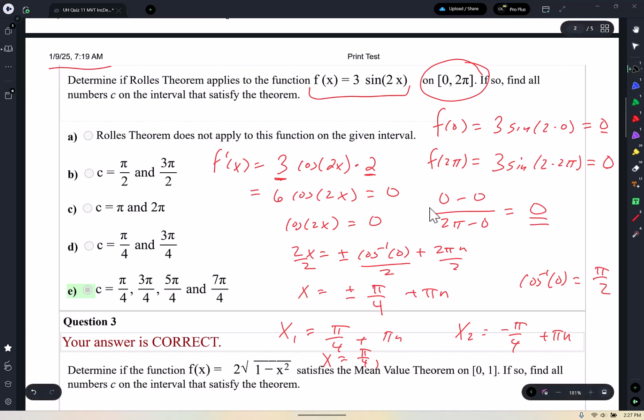The other answer, negative pi over 4 plus pi over 4. Okay, let me help you with this common denominator. Just put a 4 over 4 like this, see? Common denominator, 4 over 4 like that. What's negative 1 plus 4? 3, so 3 pi over 4. And then that's it, because if I add another pi, then I'm outside that domain, because you've already added 2 pi to that one.